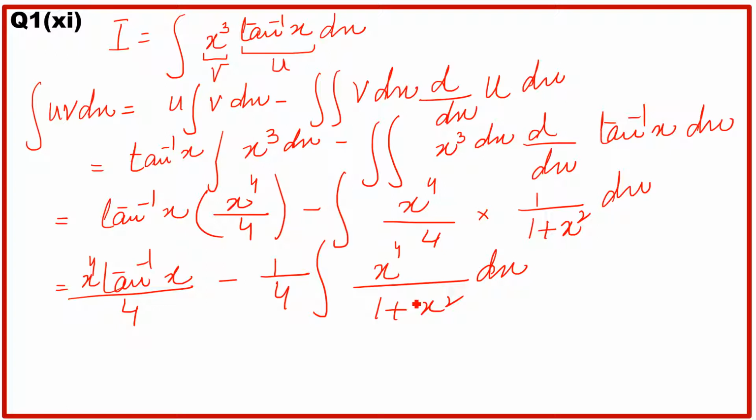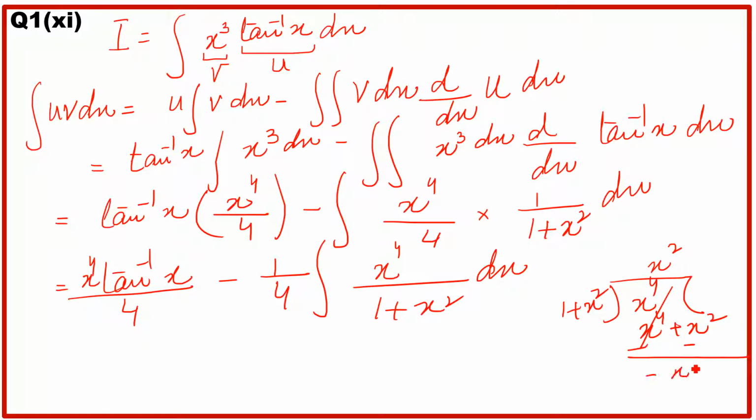Again, this is a fraction. See, the power of the variable in the numerator is greater than in the denominator, so we have to reduce the power. How will we reduce it? Again, I will show it here: x4 as the dividend and 1 plus x square as the divisor. So x square times 1 plus x square gives x4 plus x square, and then minus x square, so minus 1 minus x square, minus 1.